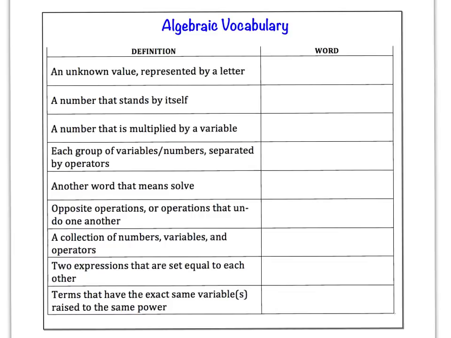The next thing we want to go over are some basic terms that you will hear us use a lot throughout this unit. The first is probably the most common: an unknown value in math that we represent by a letter. Hopefully you remember that that is a variable. Next, a number that stands by itself, meaning not being multiplied by a variable or anything like that, is what's called a constant. So it's not changing because of a variable, it's staying the same by itself.